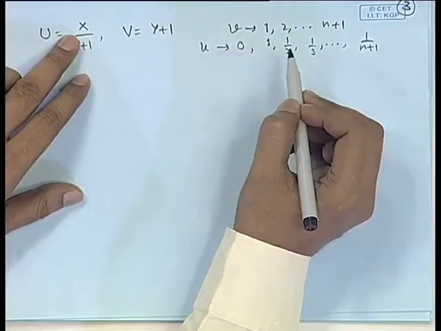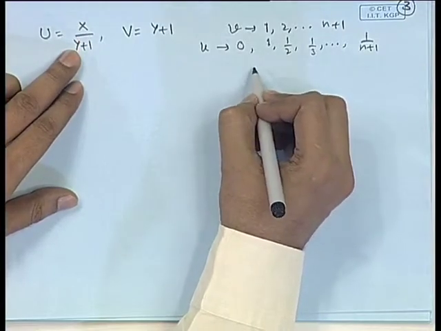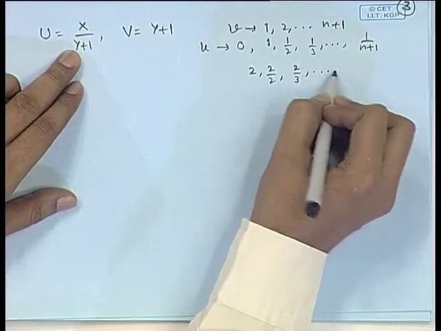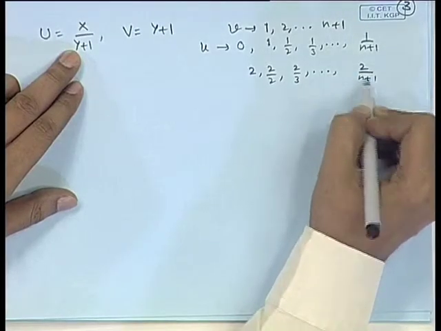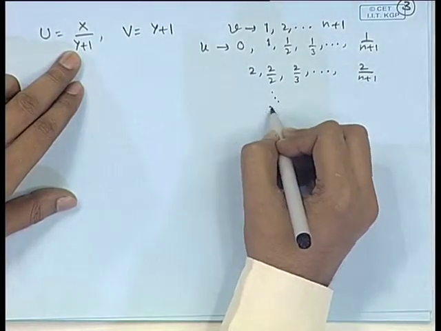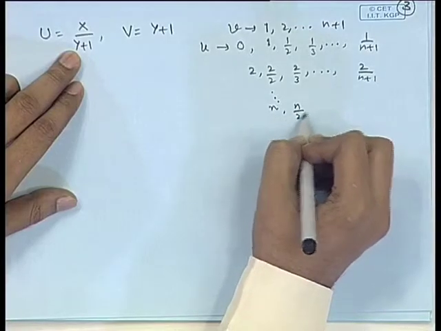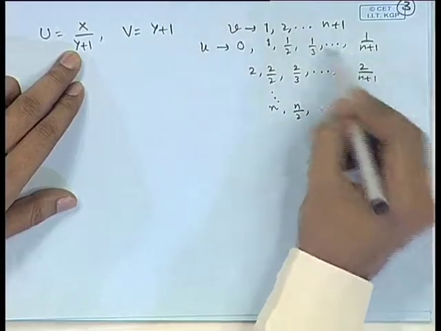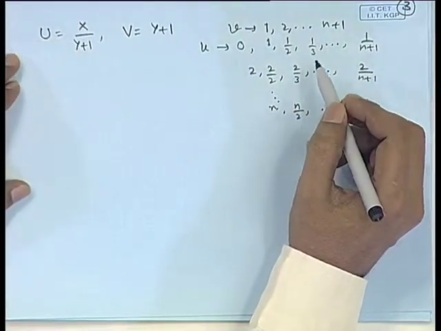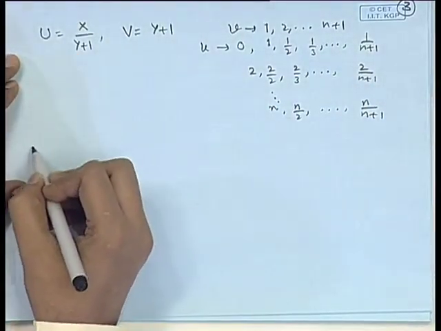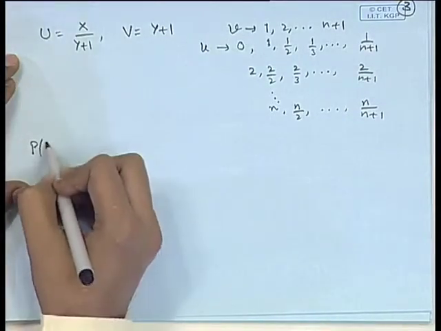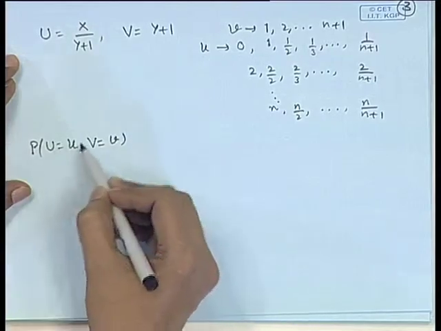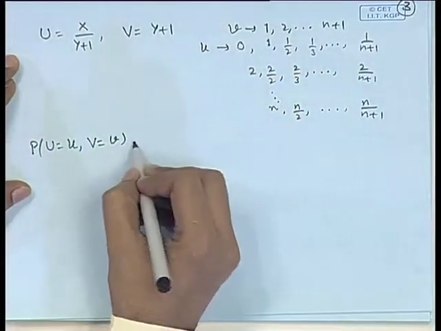X can take value, say, 2. So, these values can be 2, 2 by 2, 2 by 3 and so on up to 2 by n plus 1, and so on, n, n by 2 and so on, n by n plus 1. So, these are the possible values taken by u. So, we look at the probability of, say, u is equal to small u, v is equal to small v, where small u and small v take these values.